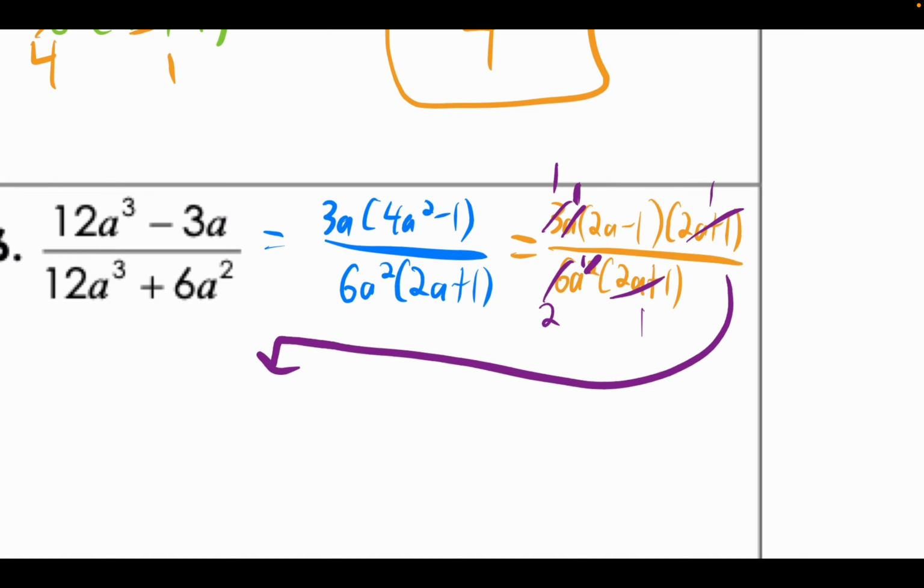And so on the top, you're just left with 2a minus 1 times a bunch of 1s. And 2a minus 1 times 1, however many times you want to do it, is still 2a minus 1. And so the parentheses aren't necessary there. They're optional. On the bottom, you're left with 2 times a to the first times 1. And 2 times a to the first times 1 is just 2a.